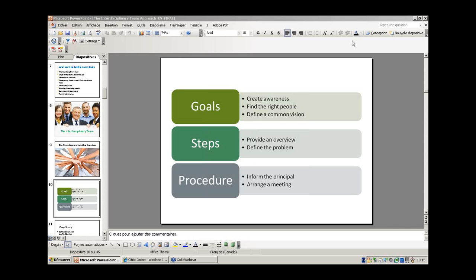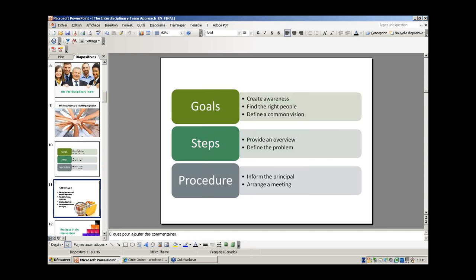So that's really what we've been focusing on in our intervention process.